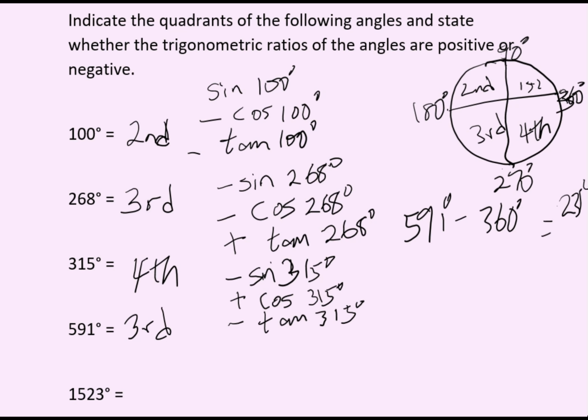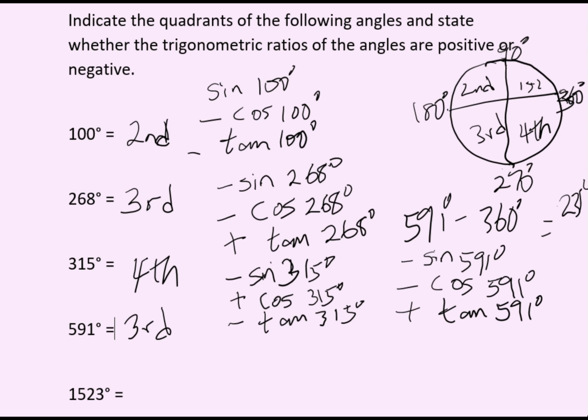So let's find the trigonometric ratios for it. For the third quadrant, only tangent is positive. So we have minus sine 591 degrees, minus cos 591 degrees, plus tan 591 degrees. Those are the trigonometric ratios for the angle 591 degrees.